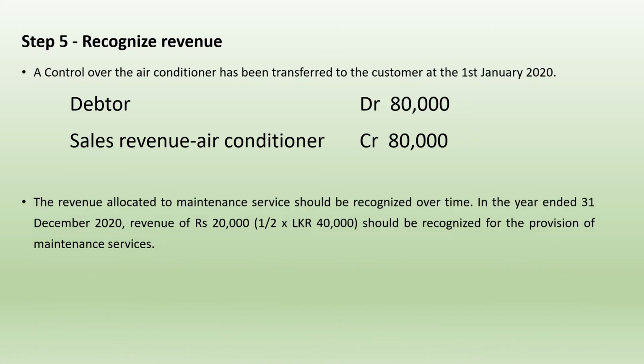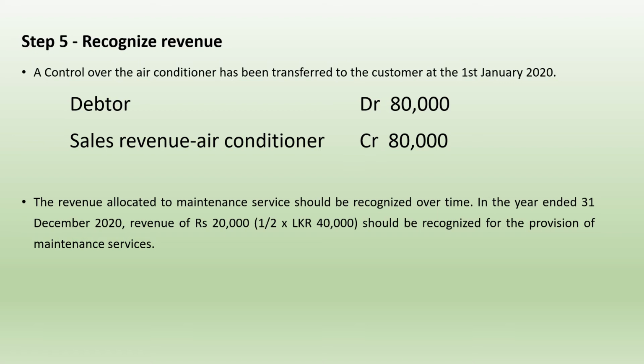Now, the maintenance service is provided over time. So, the revenue should be recognized over time. If we are focusing on a particular year, the total revenue of 40,000 rupees should be divided by 2. Why? Because the maintenance service is for 2 years.